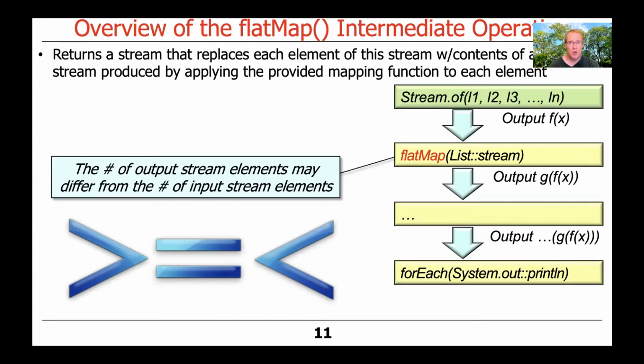So remember, map will always return the same number of elements in the output stream as in the input stream, unless an exception occurs or there's a terminal operation that's short-circuiting.